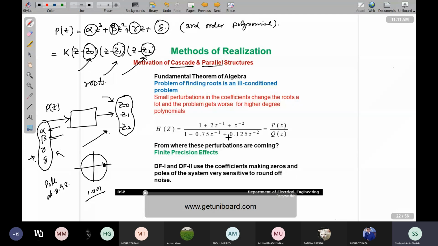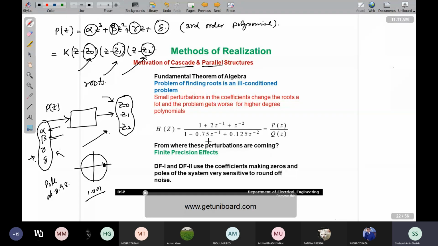ठीक है, यानी मैं डायरेक्ट जीरोस लोकेशन और पोल लोकेशन को इंप्लीमेंट नहीं कर रहा हूं डायरेक्ट फॉर्म 1 और डायरेक्ट फॉर्म 2 में, बल्कि मैं पोलिनोमियल्स को इंप्लीमेंट कर रहा हूं जो कि इनडायरेक्टली मेरे जीरोस और पोल्स के साथ रिलेटेड है. अच्छा, अब आते हैं इस बात पे कि फंडामेंटल थ्योरम ऑफ अलजेब्रा क्या कहता है.